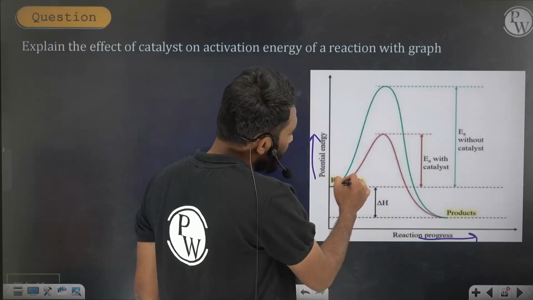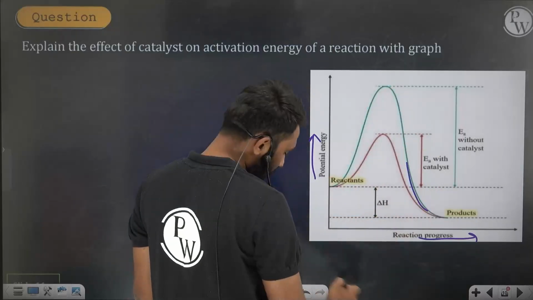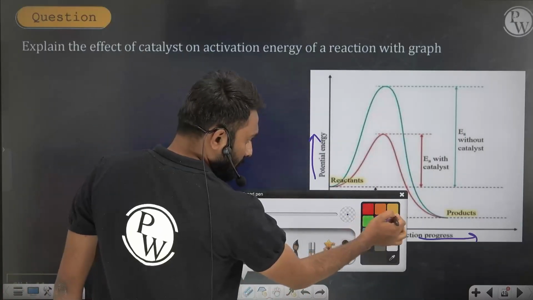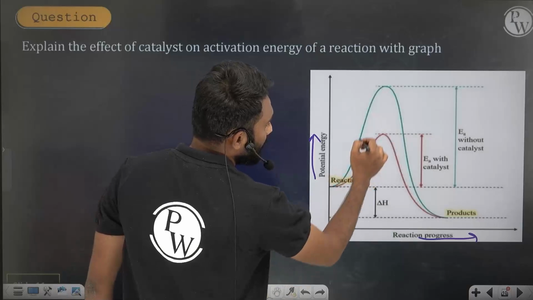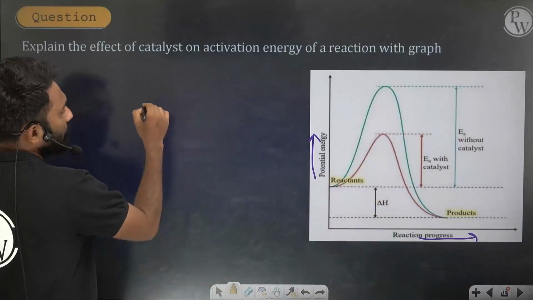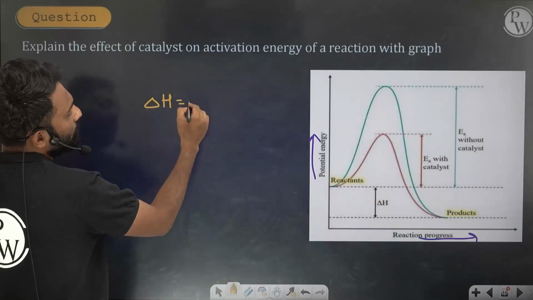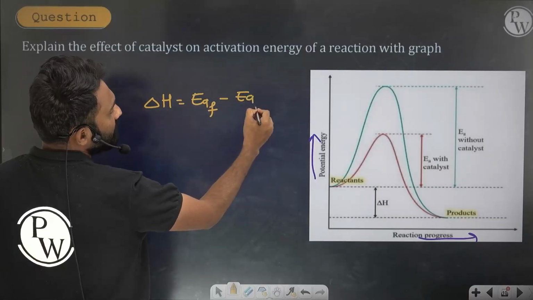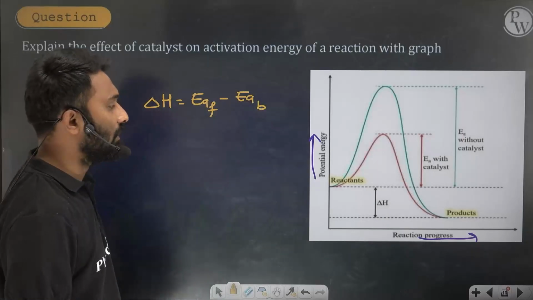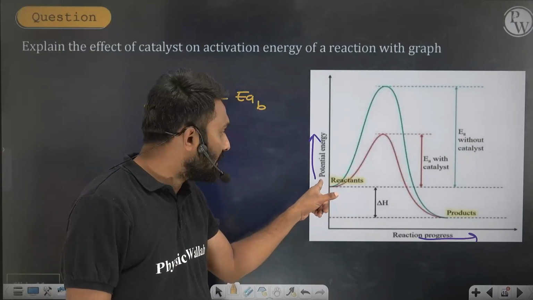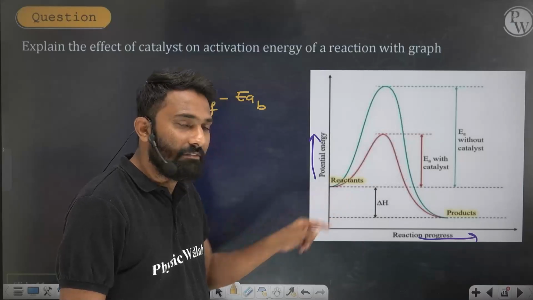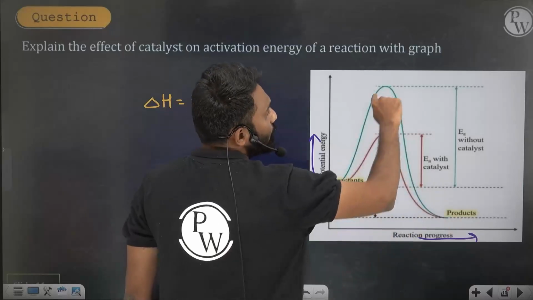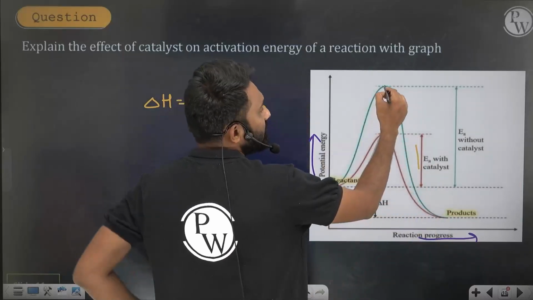Now this green color activation energy, what is the delta H value? What is the delta H value for the green one? Delta H is equal to activation energy of the forward reaction minus activation energy of the backward reaction. The reactant has this much energy. To convert into products, it should cross its threshold energy. This is the threshold energy.